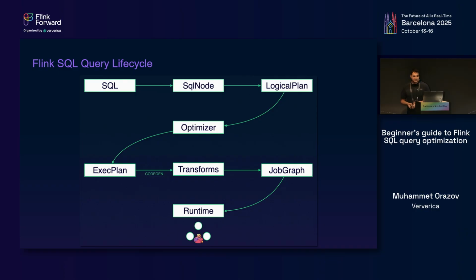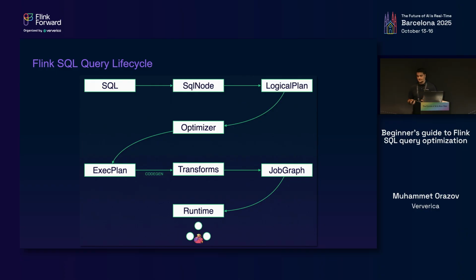So let's look into the life cycle of the Flink SQL query. Once the engine receives the SQL statement, it parses it into a so-called SQL node. Then, using the parser, the main job of the engine is to convert that text into the abstract syntax tree, which in the end will be converted into the logical plan.